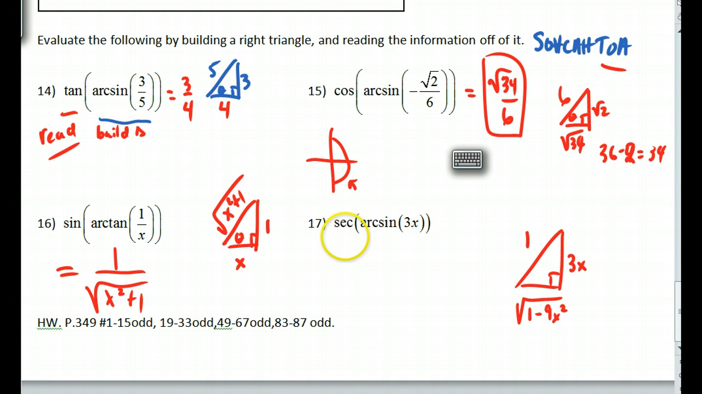If I take the secant, that's going to be the hypotenuse divided by the adjacent, since it's the reciprocal of the cosine function. So this is going to be equal to 1 over the square root of 1 minus 9x squared. Voila. Build these right triangles. This will help you out quite a bit.